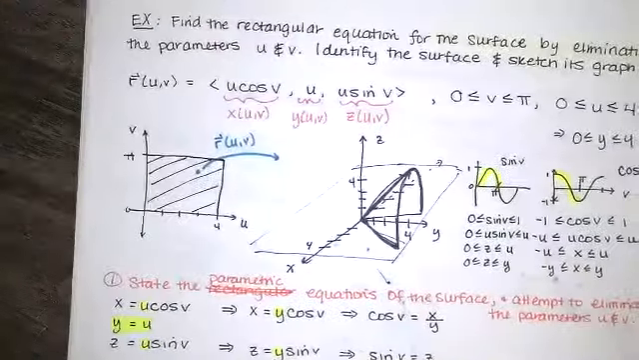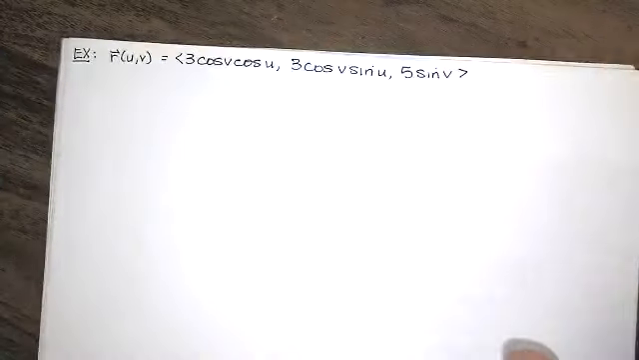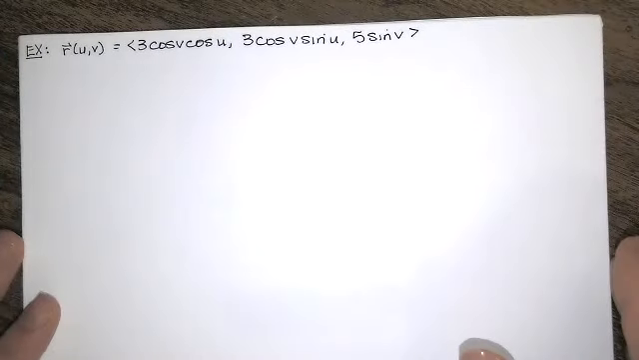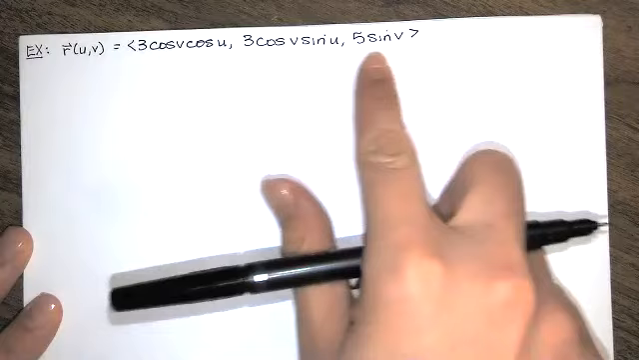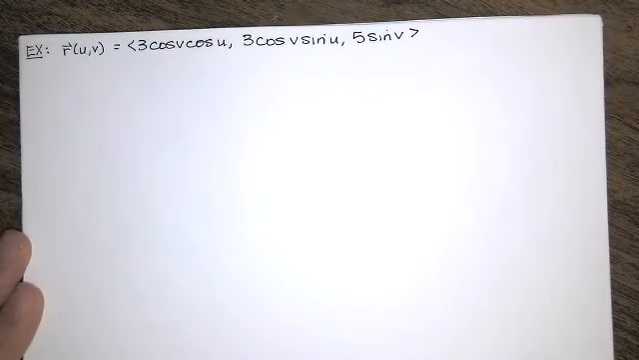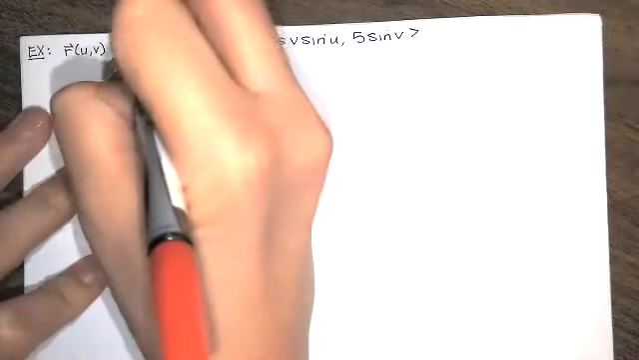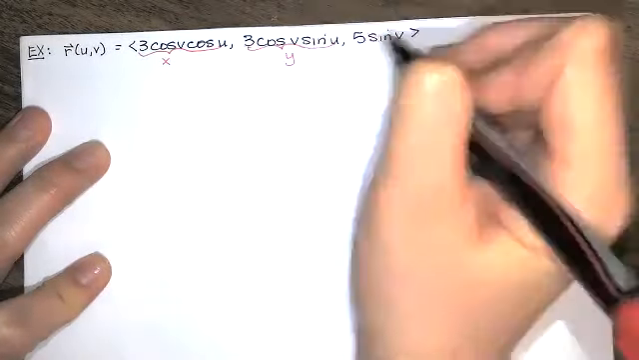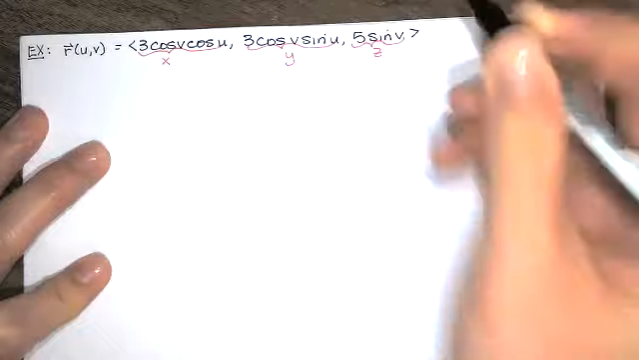All right, let's do another one. This time we're not given any range of values for u or v, but we see a bunch of trig functions again. So we're going to do the same thing that we did last time. This is our x, that's our y, and that's our z.